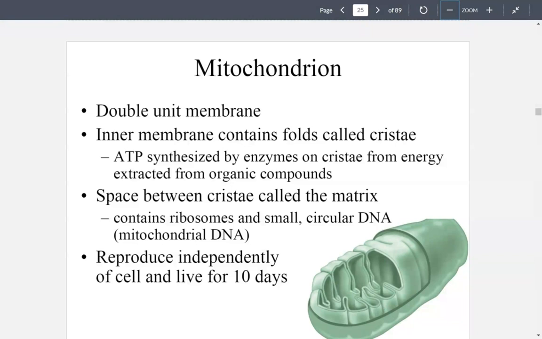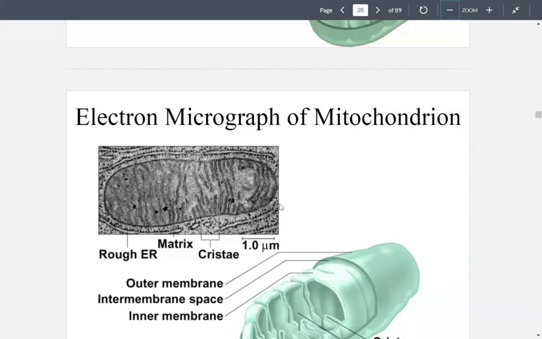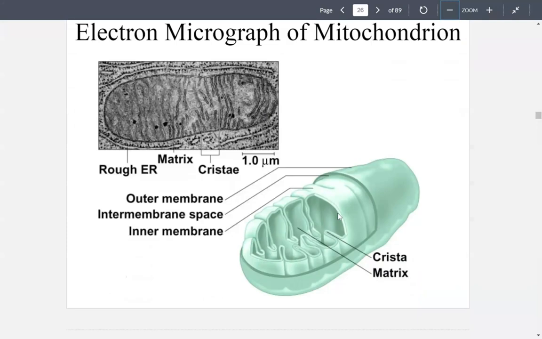One of the things that helps support this theory is because mitochondria can reproduce independently of the cell. The cell does not need to undergo its cell reproduction cycle in order to make more mitochondria. If the demand for energy increases, it can create more mitochondria to make more ATP all on its own. And mitochondria can survive on their own for 10 days. Very, very unique. Here's an electron microscope image of that along with our artistic rendering.